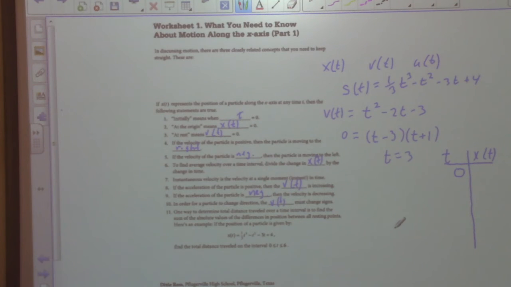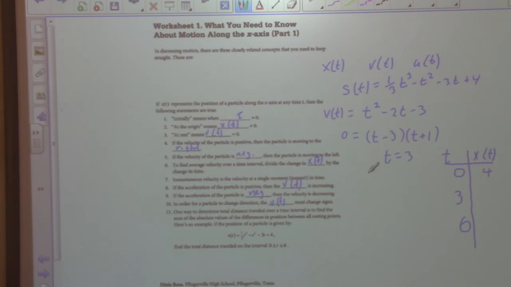What is our critical number? 3. So 3 will go here, and then 6. And now we're going to find distance. So we go to the x of t formula. Here they say s of t. What's going to be x of t where t equals 0? 4. It'll be 4. So we put 4 right here.